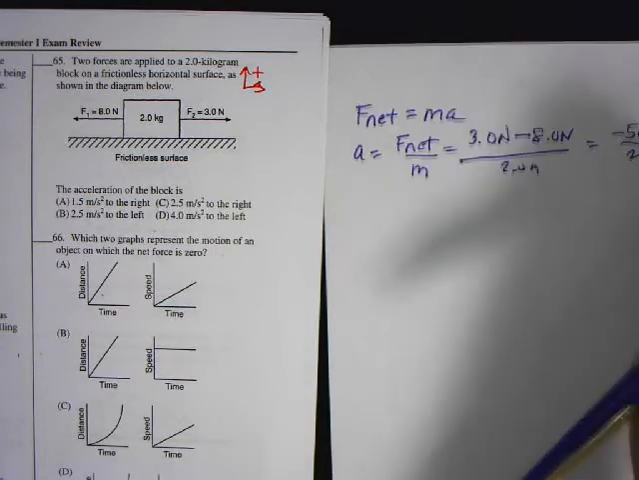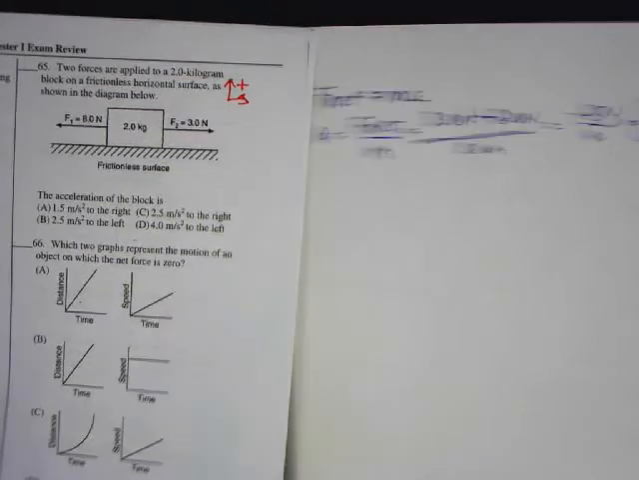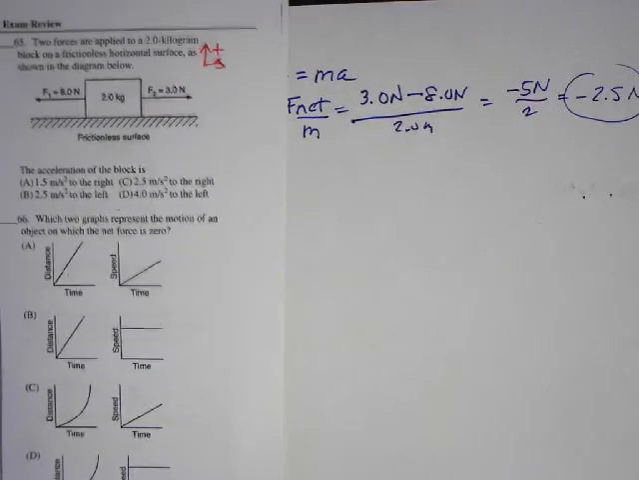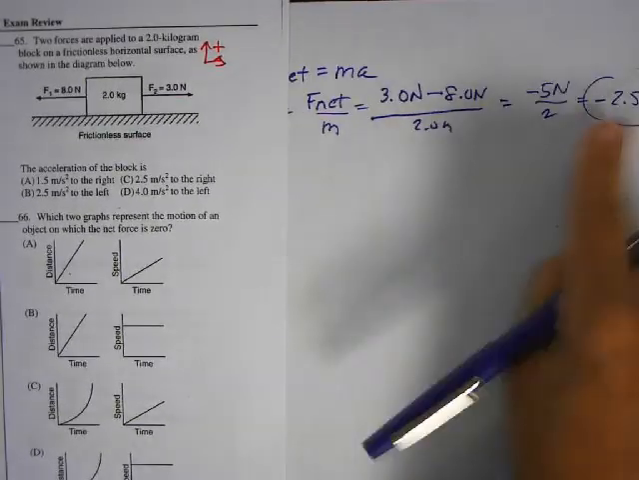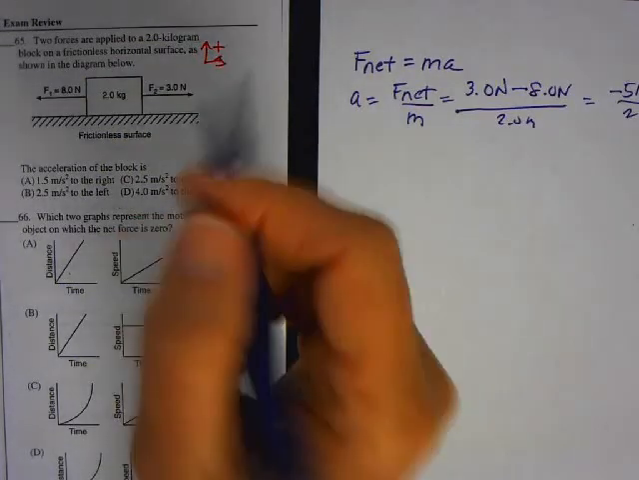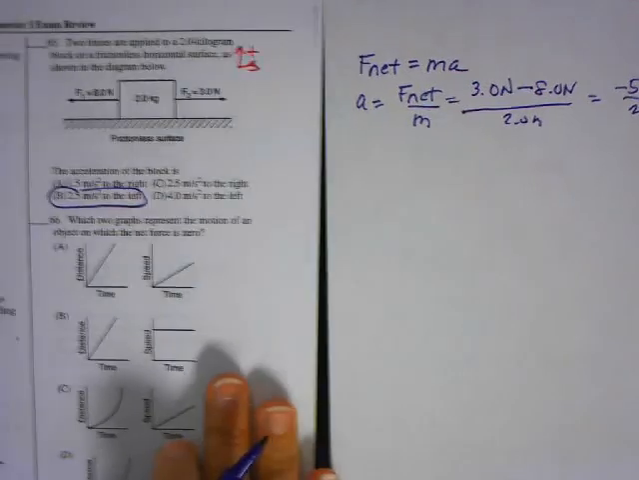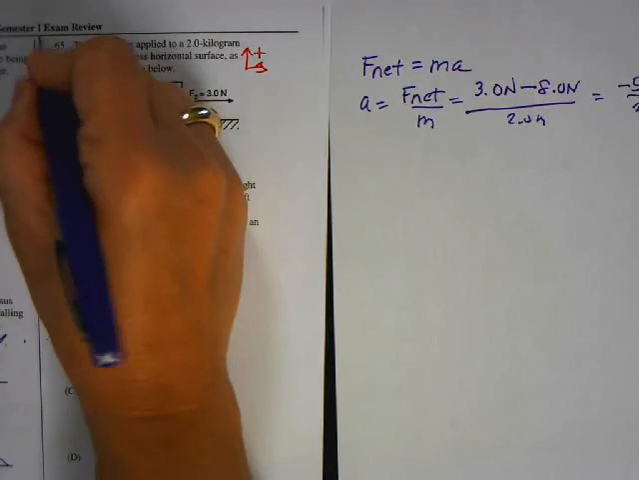Now remember, your negative sign just helps you to understand the direction. That's not the answer by itself. According to my sign convention, negative means to the left. So my answer would be 2.5 meters per second squared to the left. So the answer there is choice B.